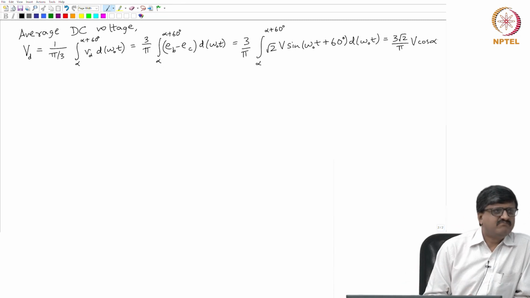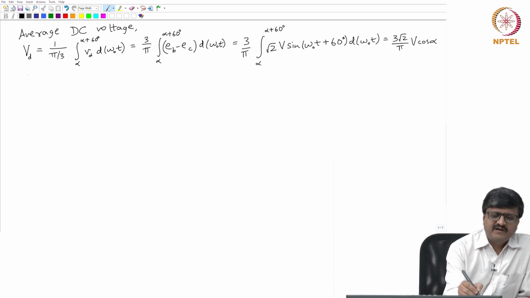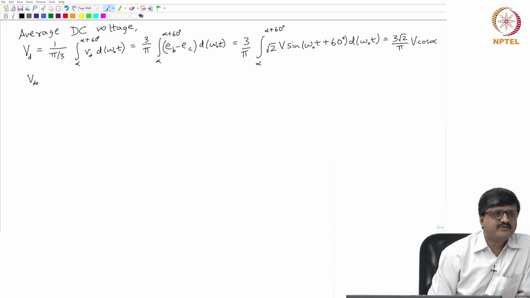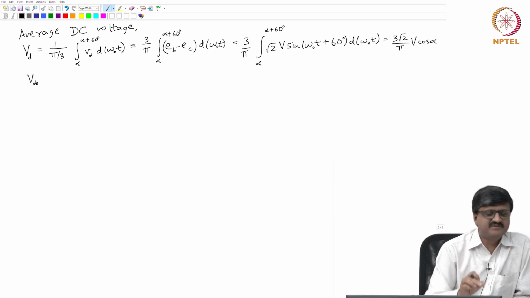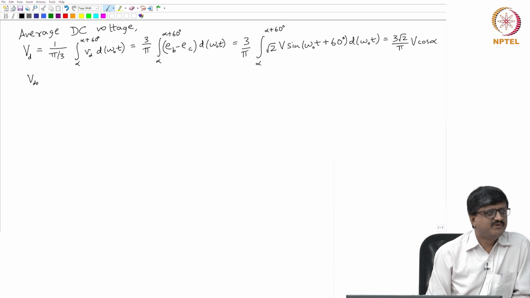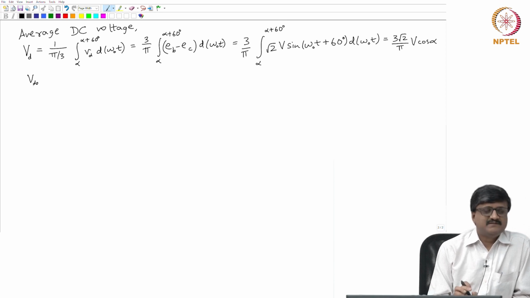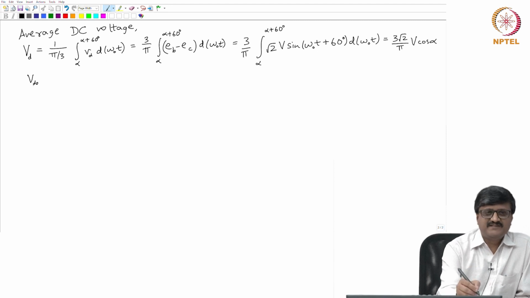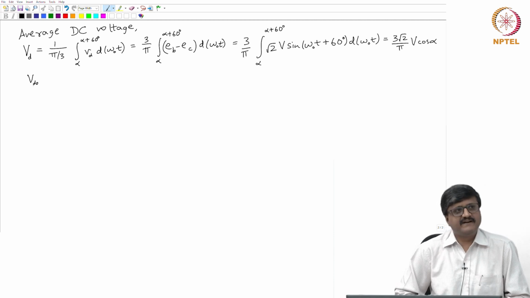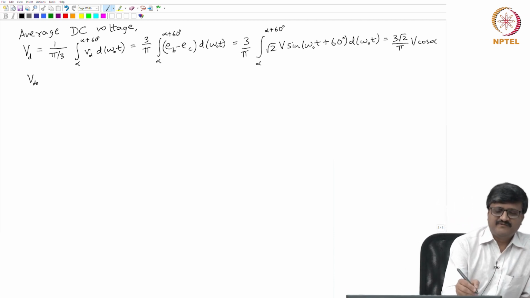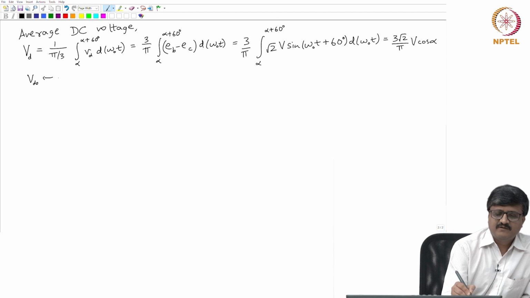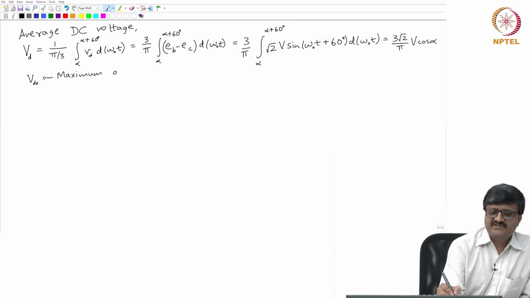Now, if you recall, we had one more quantity VDO. Do you recall this notation VDO, with another subscript O? What is this VDO? Yeah, maximum. We used this notation in the context of trying to obtain a general converter circuit. So, we use this notation for the maximum average DC voltage.